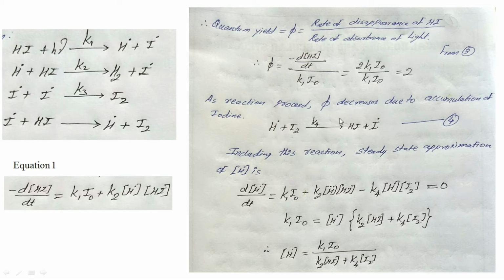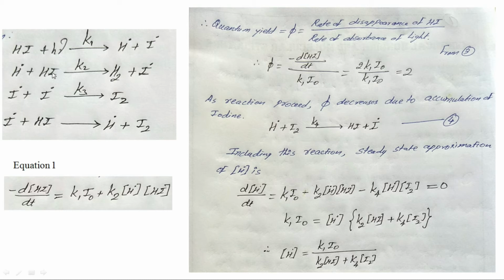So by including this reaction, once again let me apply the steady state approximation for hydrogen free radical concentration. The steady state approximation for hydrogen radical concentration is: d[H•]/dt is equal to, in the first step hydrogen free radical is formed, so K1 into its intensity of incident radiation.